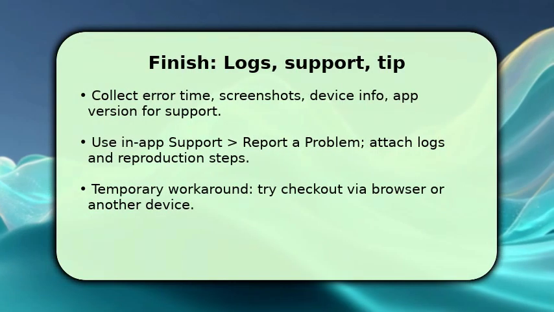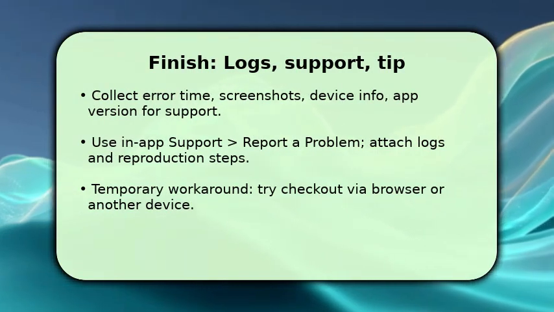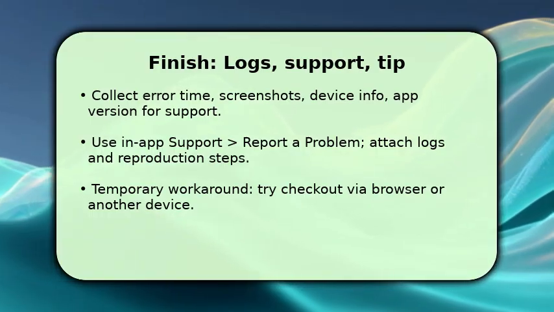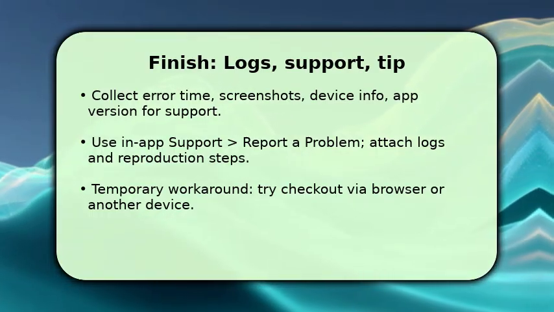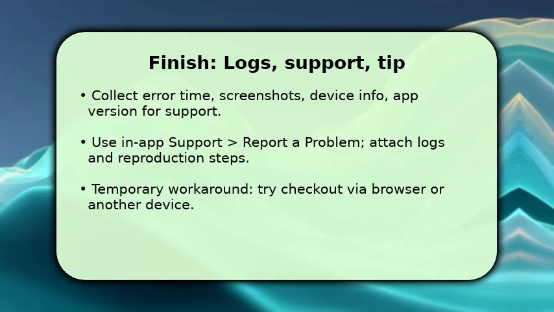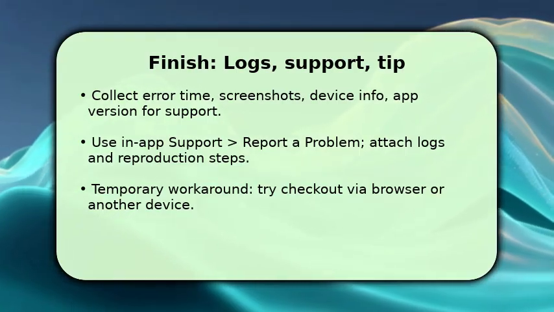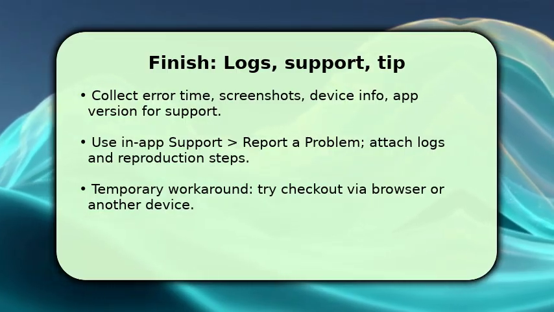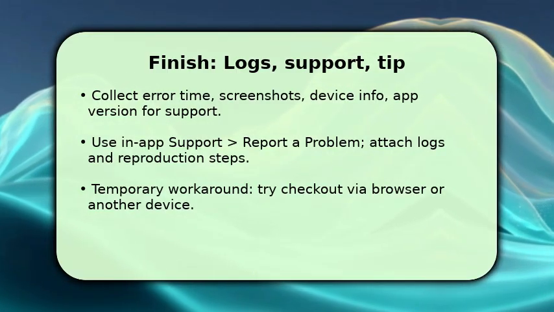To finish, gather precise evidence before escalating. Note exact time, reproduce the error, screenshot the M02 message, and record device model and app version. Then use Shopee's in-app support to report a problem. Include the logs and step-by-step reproduction so engineers can trace token or API failures.